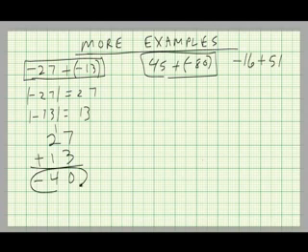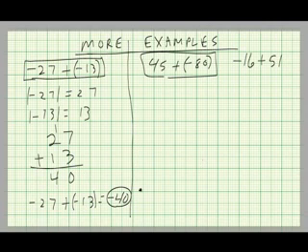40. And it's a little misleading to put that answer right there. Really, the answer is negative 27 plus negative 13 is equal to negative 40. Okay? Let's look at our next example.